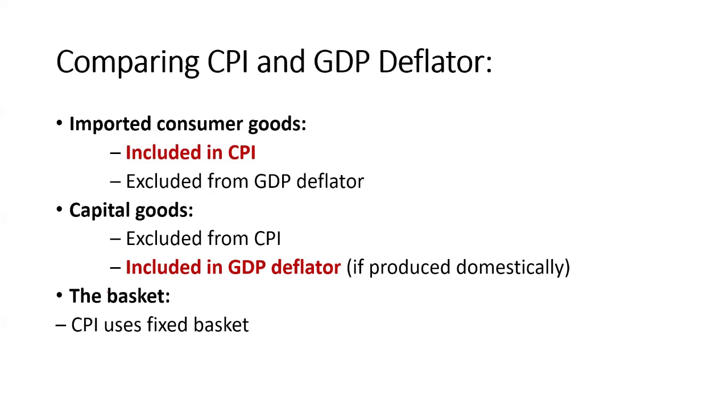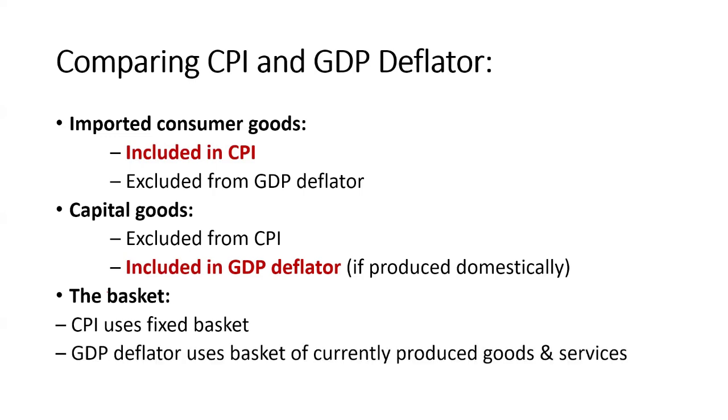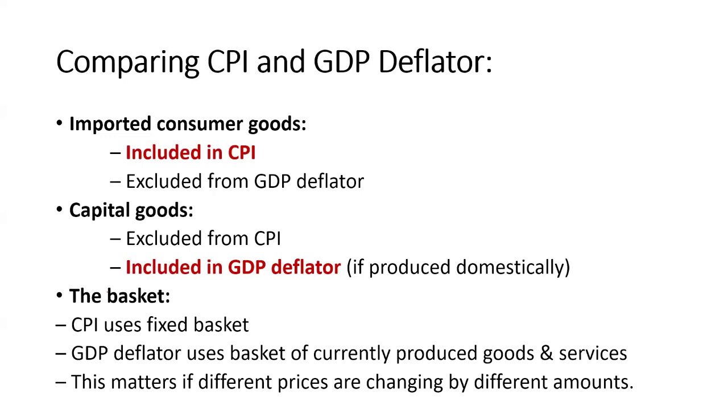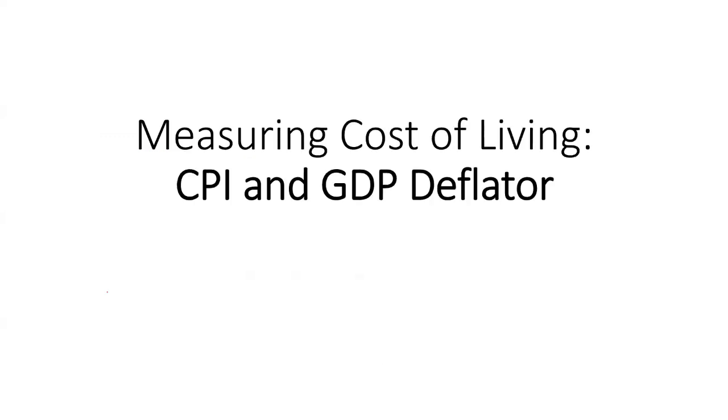So if you notice in our computation, the quantity is fixed across years. While the GDP deflator considers the currently produced goods and services. That is why we use the current quantity. And this actually matters, especially if different prices are changing by different amounts. So that concludes my discussion about measuring cost of living using the CPI and GDP deflator.